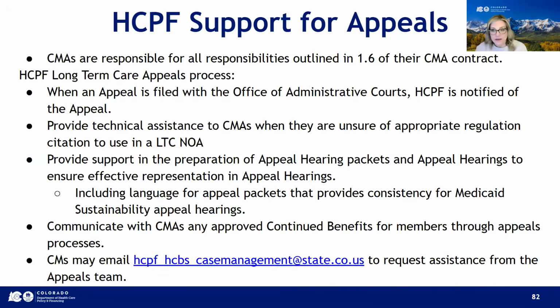HCPF provides support and appeals as we always do during the appeal process. You are able to access this support. In general, your requirements have not changed. They're outlined in your contract, and we expect you to continue to complete the same things you do now for any appeals that come through based on these Medicaid Sustainability actions. Your NOA for the Medicaid sustainability actions doesn't get dated prior to 4/1.